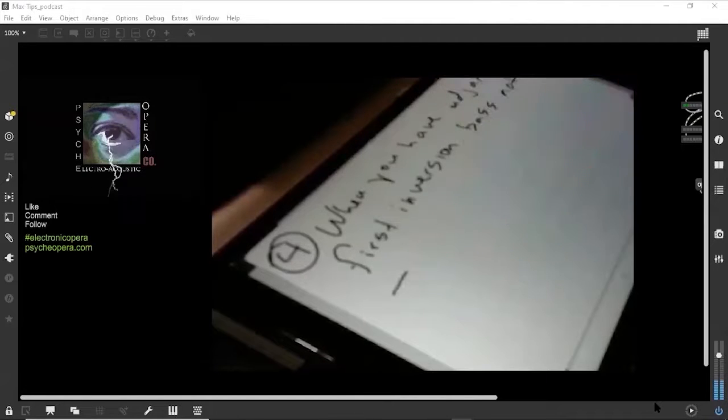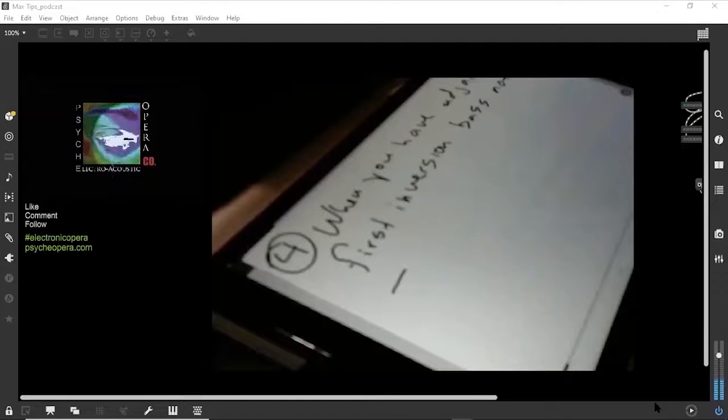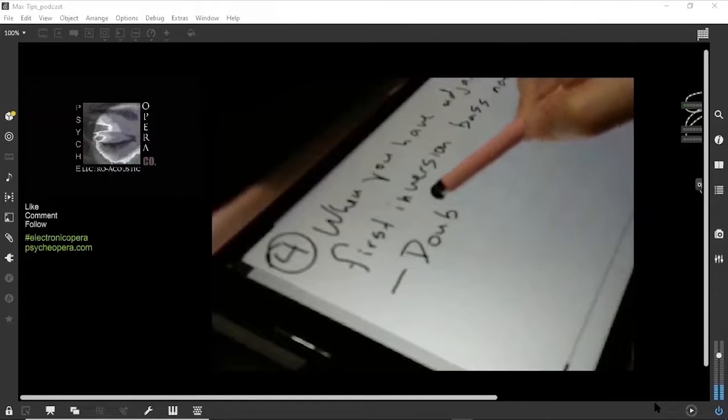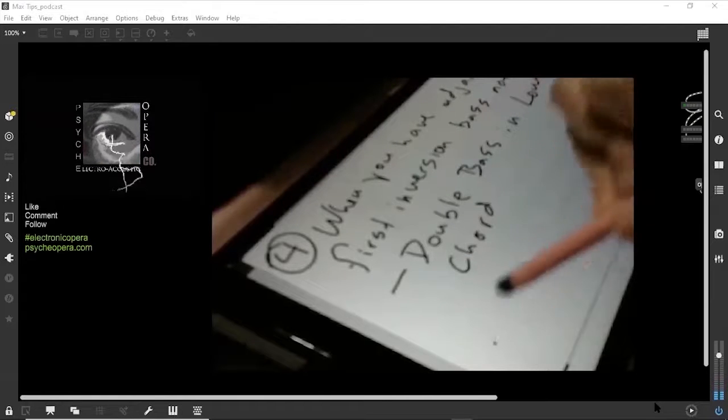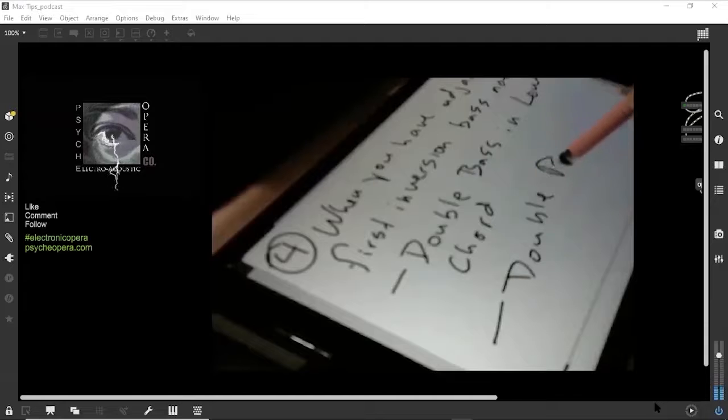When you have two first inversion bass notes next to each other, you double the bass in the chord with the lower bass note, and you double the root in the chord with the upper bass note, and then you have smooth voice leading in the other voices. Double bass in lower chord, double root in upper chord.